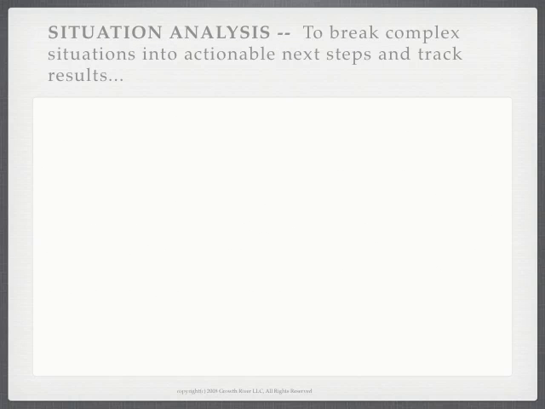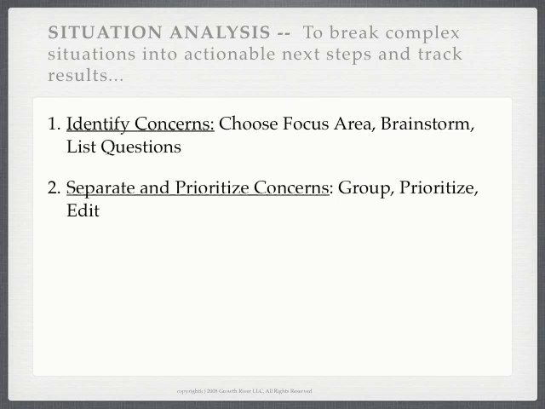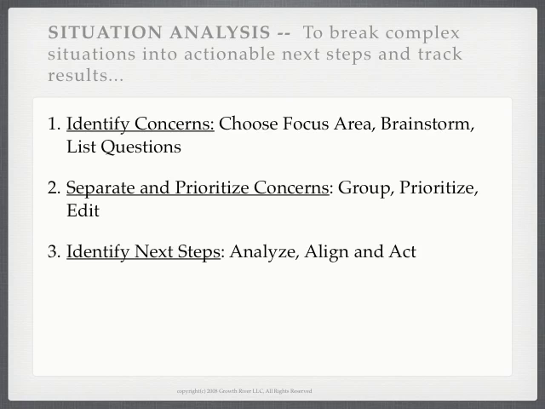So situation analysis has 5 basic steps. The first step is to identify concerns. You choose a focus area, brainstorm around that area, and then list questions. The second step is to separate and prioritize concerns. You group the concerns, you prioritize them, and then you edit out any duplicates. The third step is to identify next steps. And there are basically 3 kinds of next steps. You can do an analysis, you can get together and align around what you're going to do next, or you could, in fact, take action.